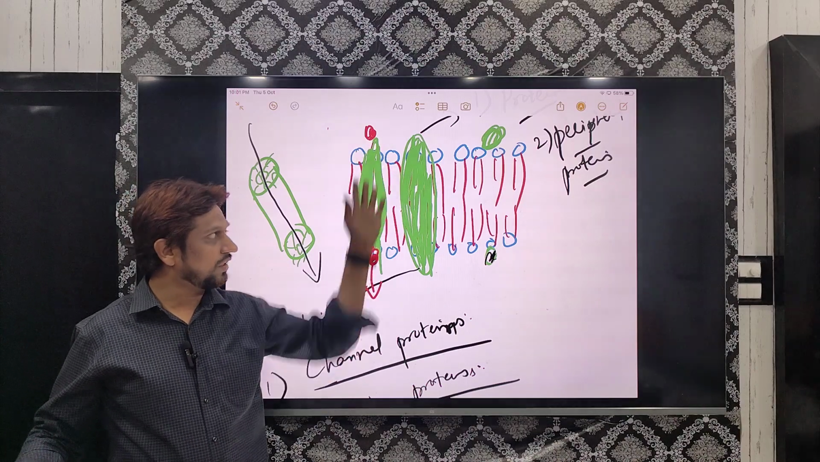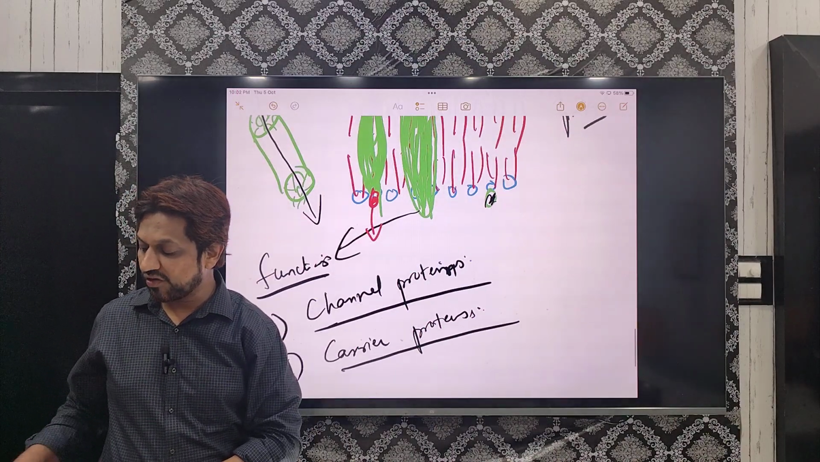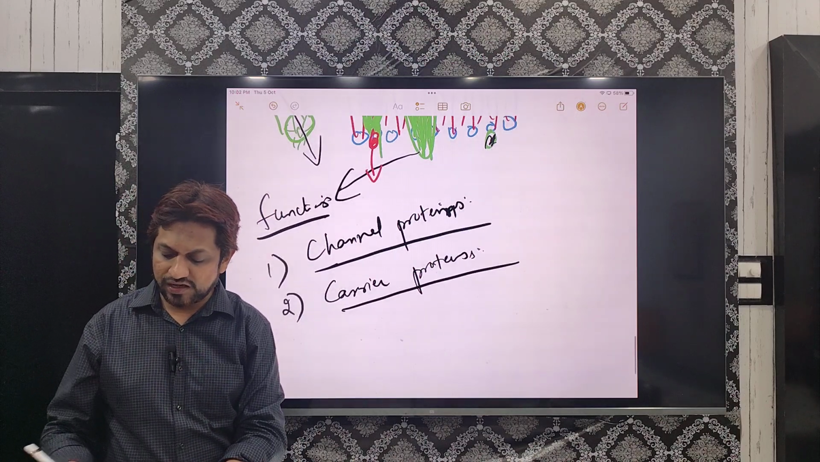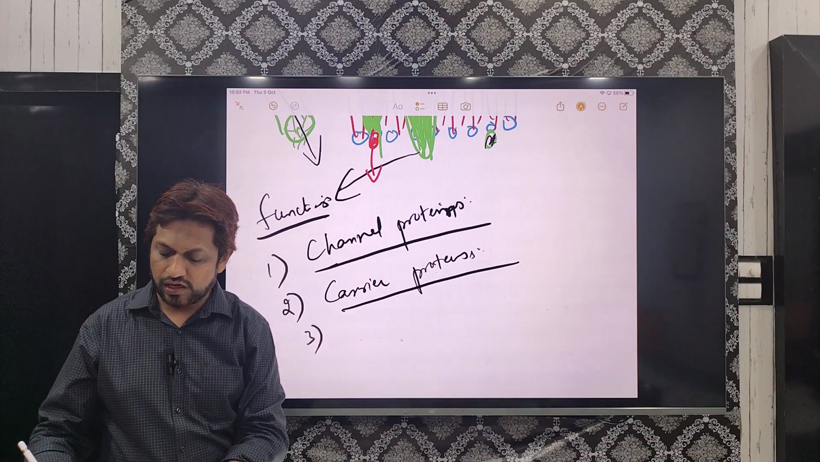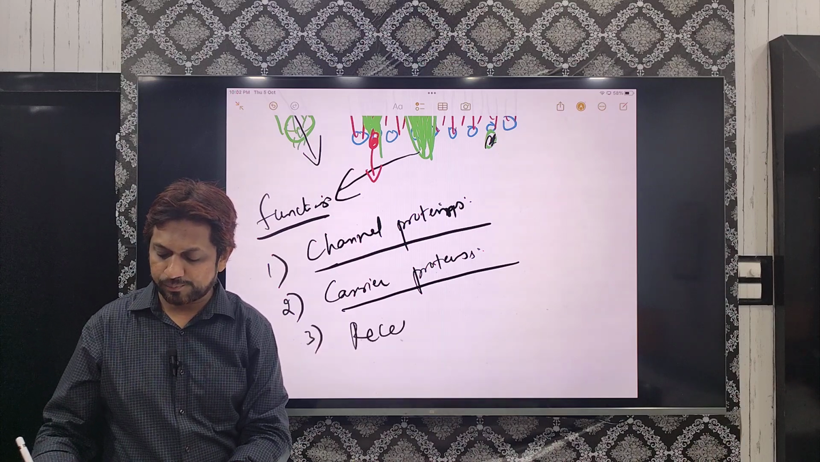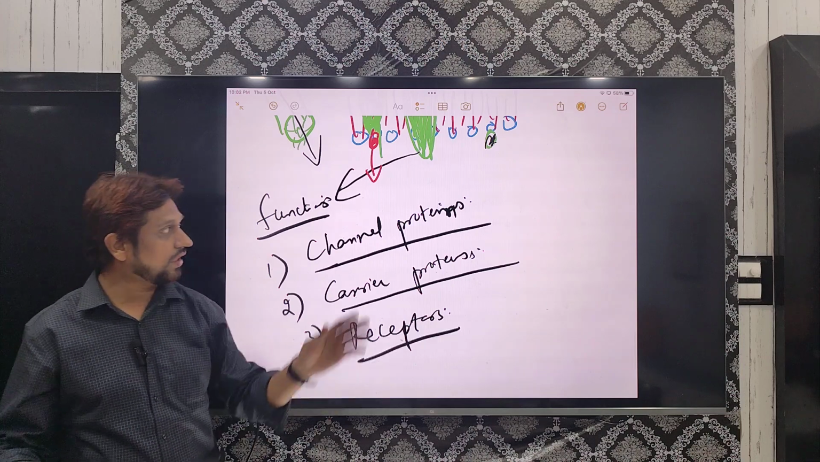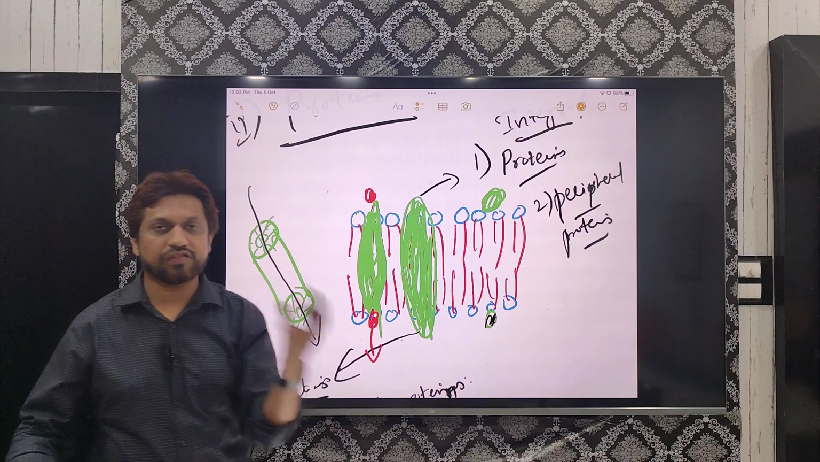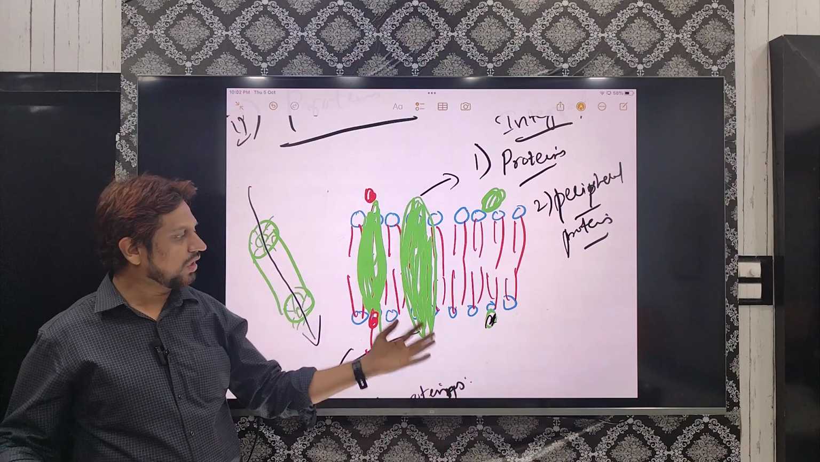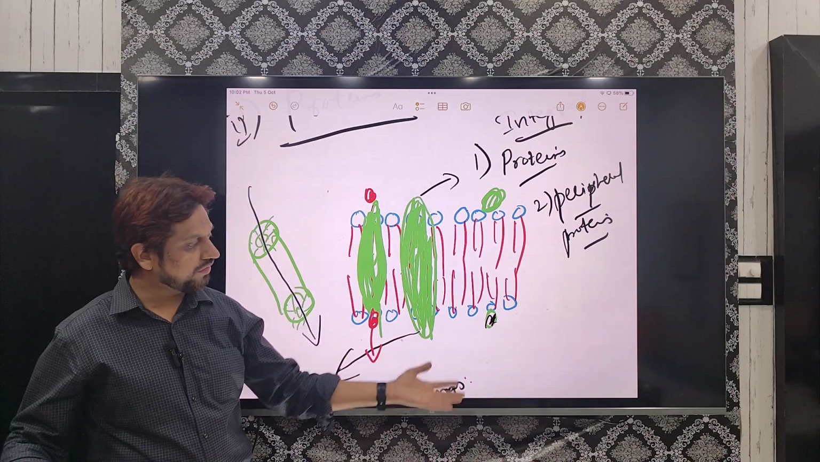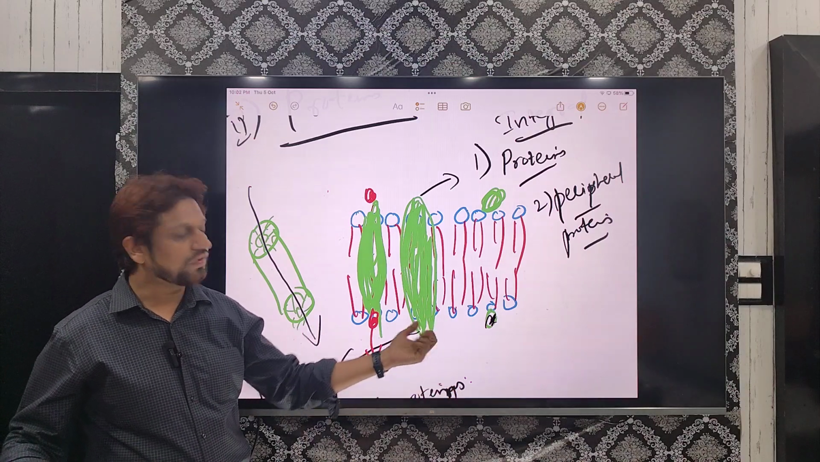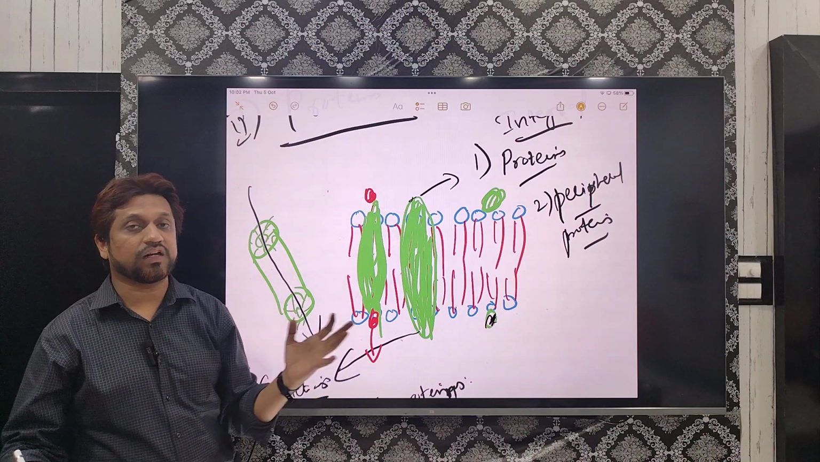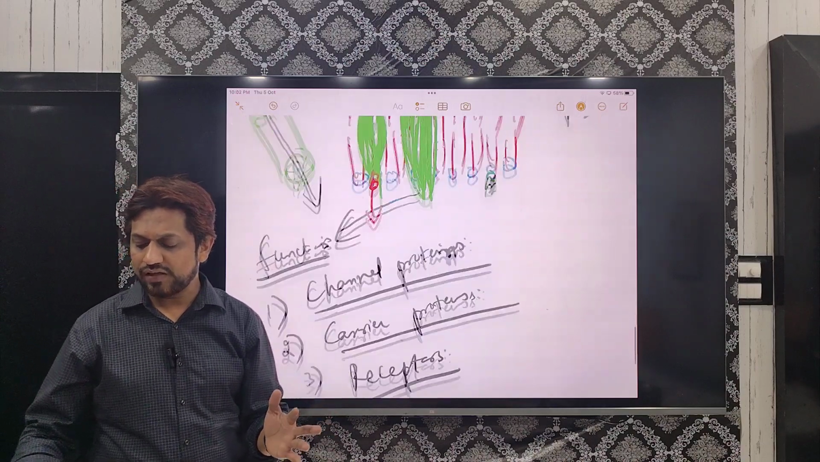So this type of transport through the integral protein is known as carrier-mediated transport, and these proteins are known as carrier proteins. Then these carrier proteins also act as receptors. Many ligands like hormones will bind to this carrier protein, so they act as receptors, and after binding with the receptor, they will have some reactions inside the cell through a second messenger or some other enzymatic reactions. So it acts as a receptor site for the functioning of various hormones and other ligands.